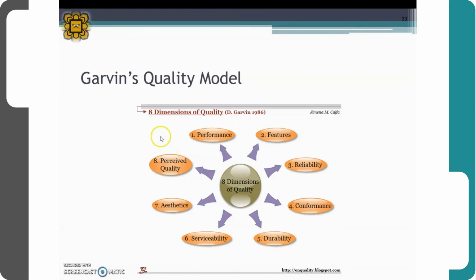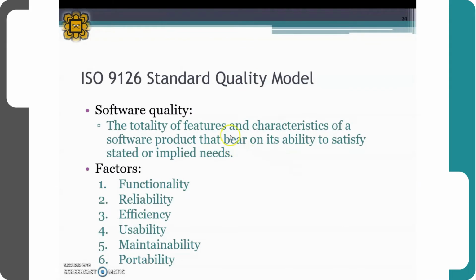Another quality model that is also popular is Gavin's quality model. Okay, you can see some of them are already mentioned in the McCall's model, but they don't have a category to differentiate some of the quality factors. And we also have the ISO 9126 standard quality model. So ISO also defines a series of quality factors. Okay, so depending on what kind of project, sometimes you are bound to follow a certain quality model based on certain needs, maybe from the stakeholder or maybe from the management.